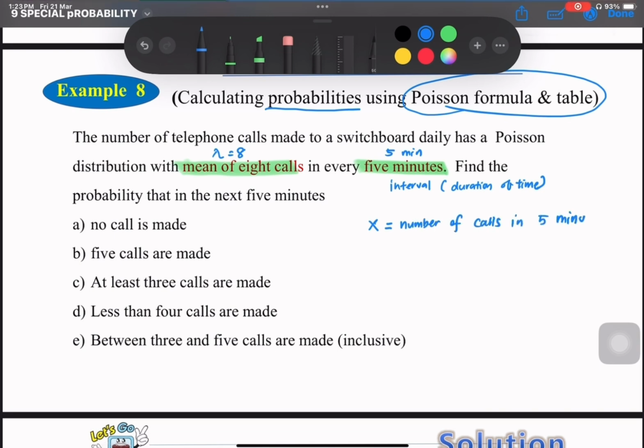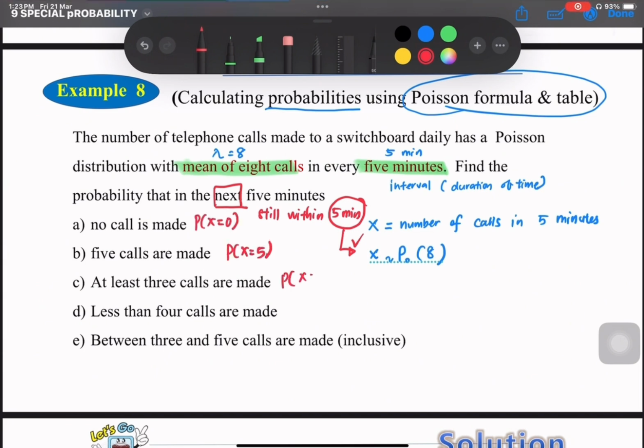Then form the notation for Poisson distribution. Now the question asks for probability in the next 5 minutes, so the event is still within 5 minutes, and so we can use back the same variable, which is variable x. List out all probabilities for each question. And here inclusive means that 3 and 5 are included.